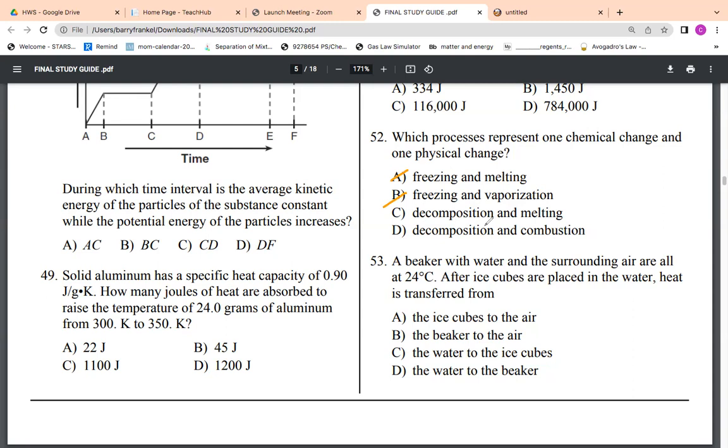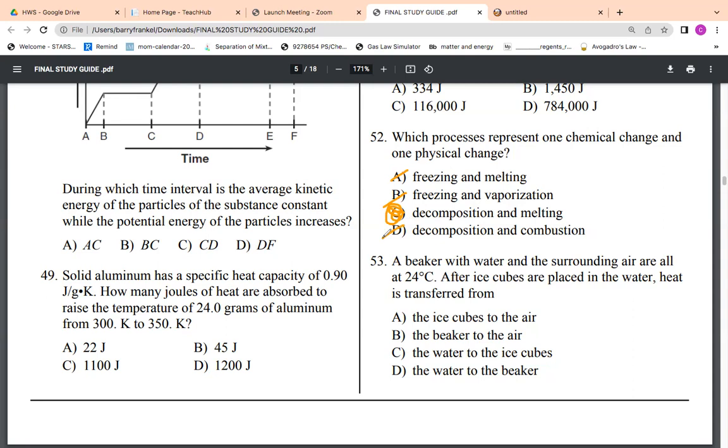Decomposition is a chemical change. Melting is a physical change. So this is what we want to go with. Remember, when something decomposes, it's breaking down into different substances. Choice D, decomposition and combustion. These are both chemical changes. So not that one either.